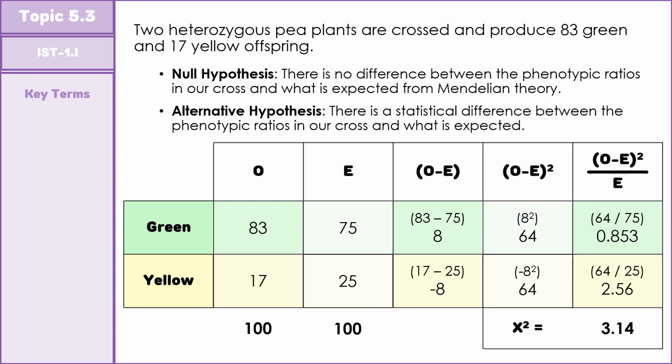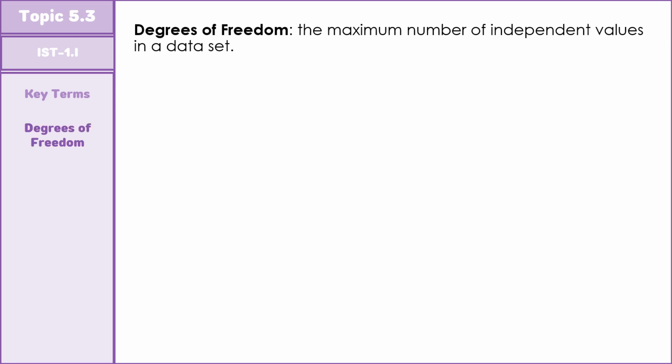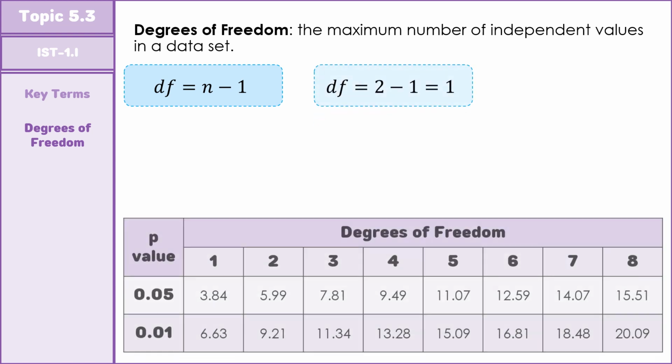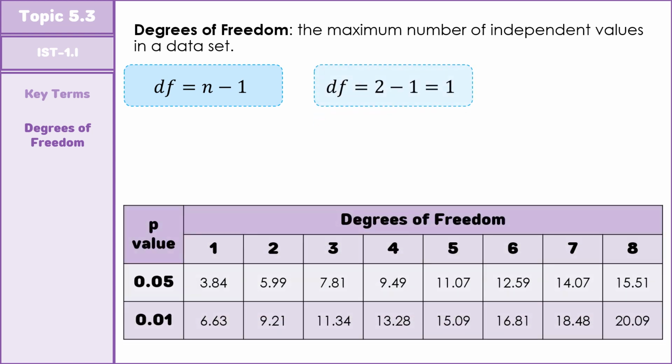One of those is what we call the degrees of freedom, which are the maximum number of independent values in our data set. We have a nice little equation for that. That is, the degrees of freedom are equal to our number of categories or potential outcomes minus 1. So in our case, we have two potential outcomes. We can either have green offspring or we can have yellow offspring. So I'm going to say that my degrees of freedom are two possible outcomes minus 1. So my degrees of freedom are 1. So I'm going to be looking at the values in my 1 column for degrees of freedom.